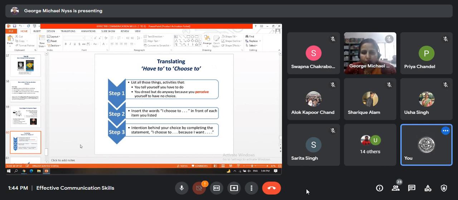List all those activities in step 1. What you will do: list all those activities that you tell yourself you have to do, and you dread but do anyway because you perceive yourself. So in the first step you have to follow these things. In step 2, insert the words I choose to in front of each item you listed.